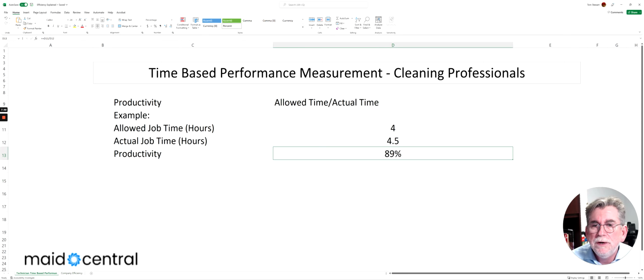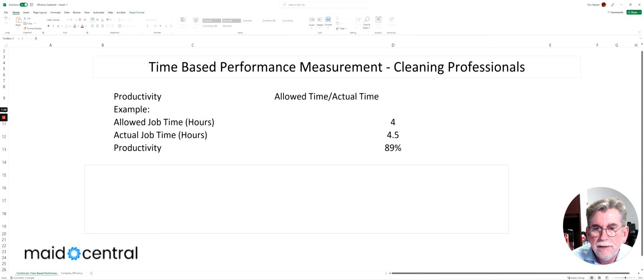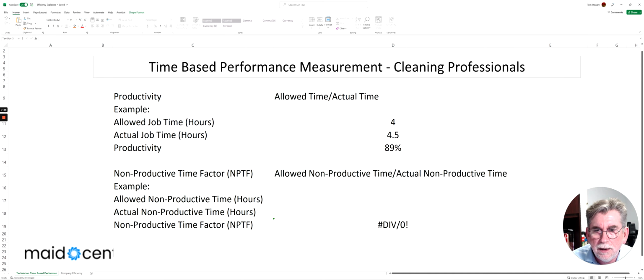So we've recently introduced another KPI that we've been working on for a while, and this is in the employee stats report. You're going to see this in the employee stats report now in lieu of the company efficiency report. We're calling this the non-productive time factor, or NPTF, if you will. The formula for this is the allowed non-productive time divided by the actual non-productive time.